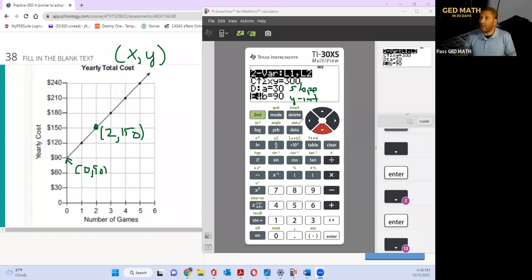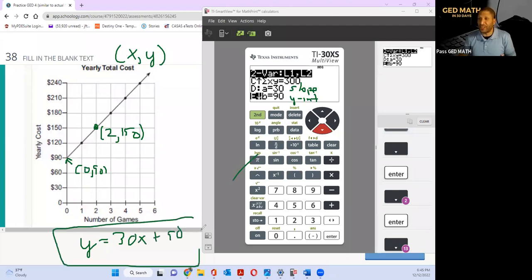Now I know my slope. I know my y-intercept. Now it's y equals 30x plus 90. Nice, an easy 15-second problem if you know how to use the calculator. So my suggestion is know how to do it manually, so if they give you a word problem, you know how to identify the points. But then you can use your calculator to find the equation of the line.